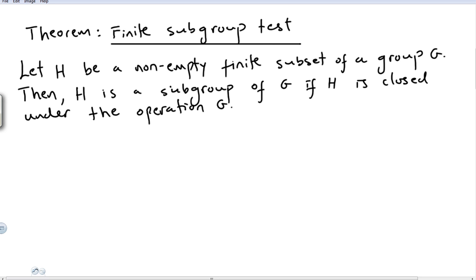This theorem, well, it's a theorem only for finite subgroups. It is the finite subgroup test. Let H be a non-empty finite subset of a group G. Then H is a subgroup of G if H is closed under the operation of G. It looks very simple, and it is very simple, and it is very nice too. So we are going to take the proof now.